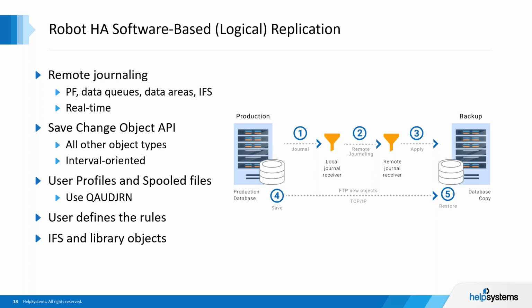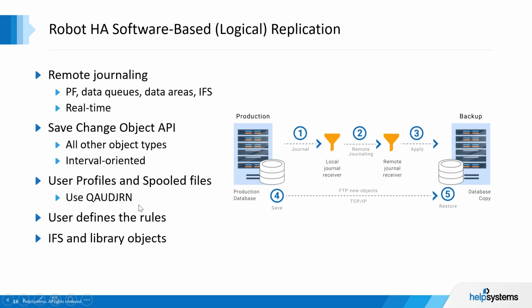Now, the other thing that makes our software unique is we don't read the audit journal for what objects have changed on the system. We use the Save Change Object API. Save Change Object APIs give us a table that's updated internally on the system automatically by the IBM operating system. So we can read that every so many seconds or minutes, look for what's new and send it over to the target system, spinning fewer cycles on your production box because we're not reading the audit journal.